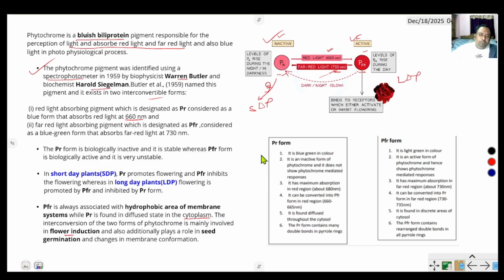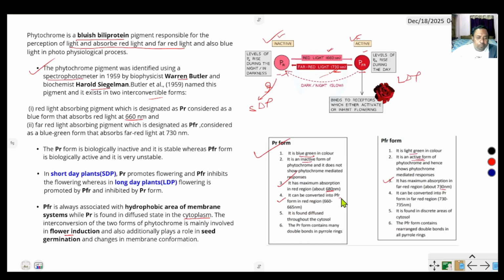So what is the difference between the PR and PFR forms? PR is blue-green in color, but PFR is light green in color. PR is the inactive form of phytochrome and does not show phytochrome-mediated responses, but PFR is the active form of phytochrome and shows biological responses. PR has a maximum absorption at 660 nanometers, but PFR has a maximum absorption at 730 nanometers.